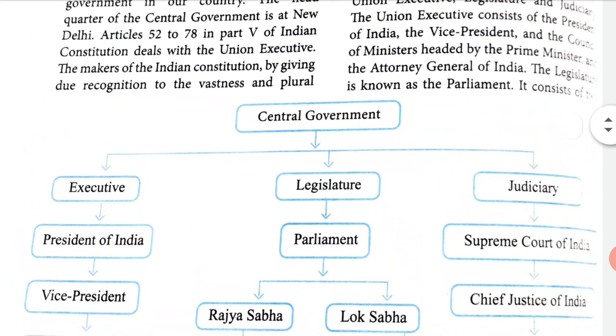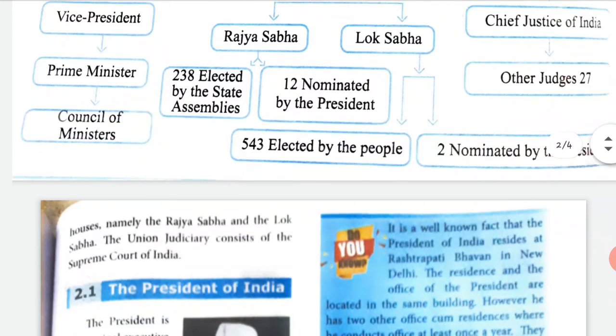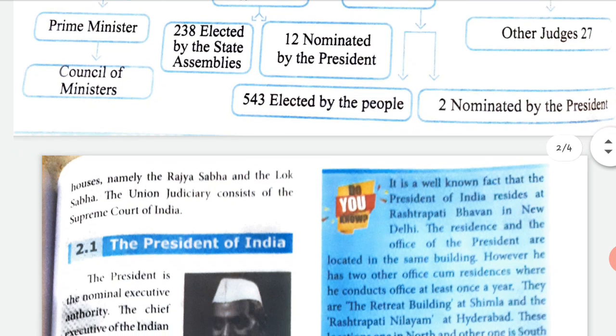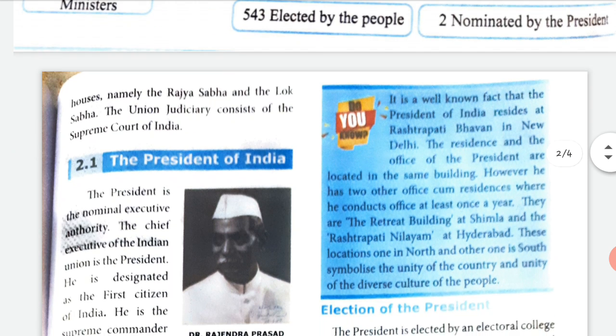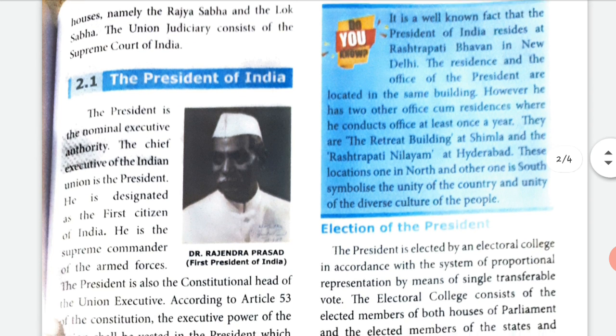Now coming here, now the legislature is known as the Parliament. It consists of two houses. So instead of calling them groups, we call them as two houses. One is the Rajya Sabha and the Lok Sabha. The union judiciary consists of Supreme Court of India. So under the three main subdivisions we have learned. Now the first person we are going to learn is President of India.